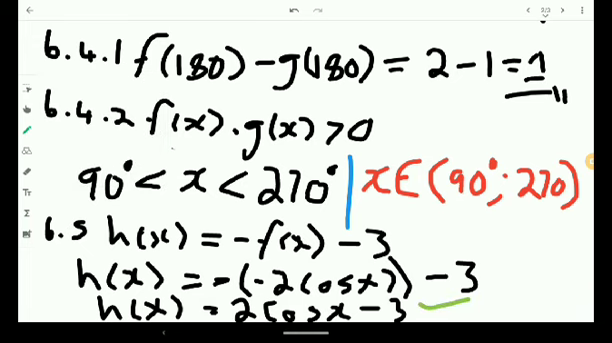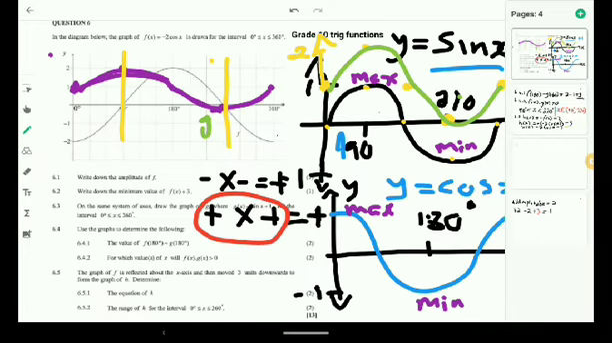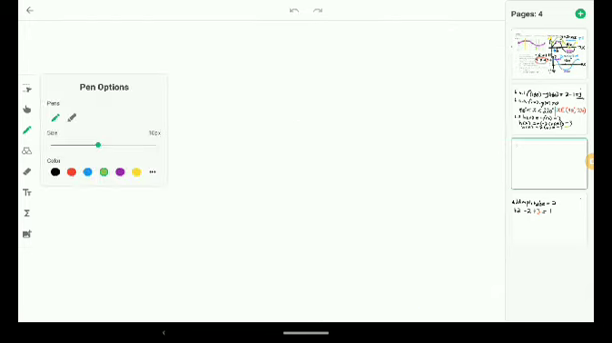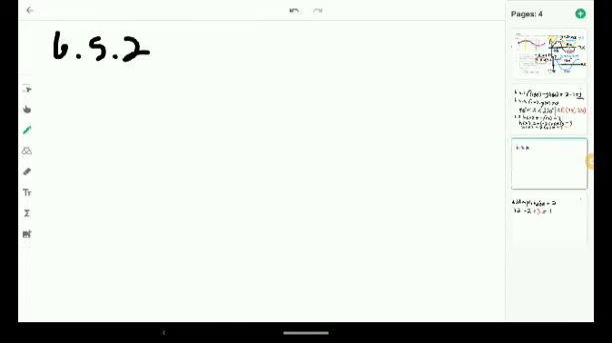I will add another slide here. Let's just go back to the question again. The next question, we answered 6.5.1. So now we are just answering the last one, 6.5.2. This is the last question. So let's check what it says.